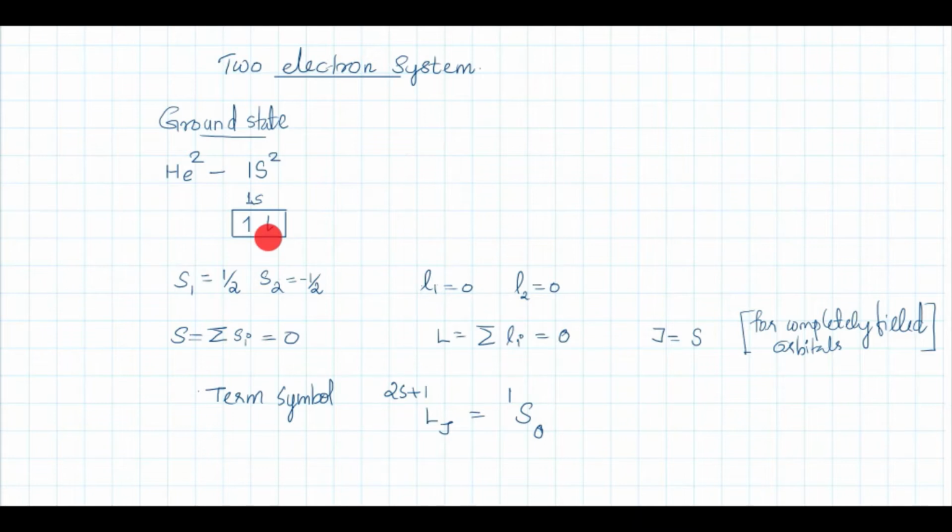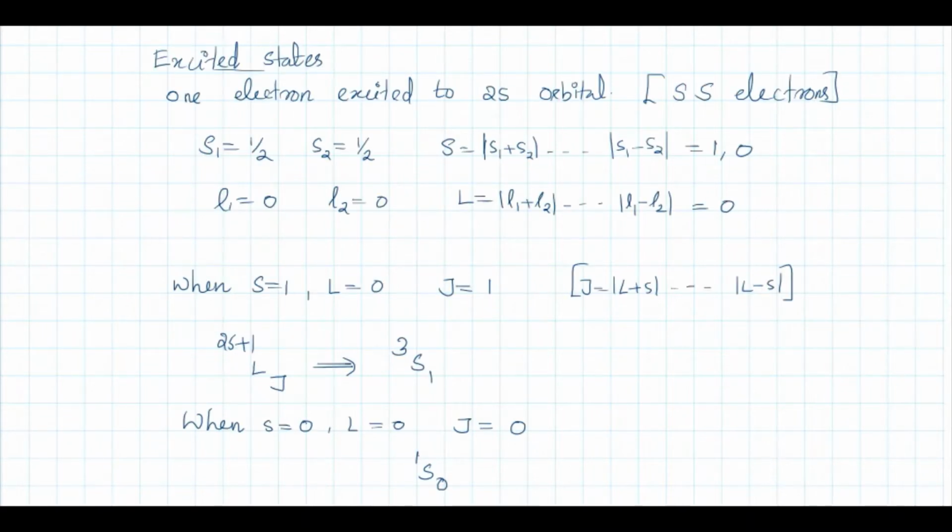When you are writing the ground state, if one electron is in the upspin state, the second electron will be in the downspin state. But when you are considering an excited state, the second electron is in another orbital, the 2s orbital, so it need not be in the downspin. It can be in the upspin also. So we are taking the general case.